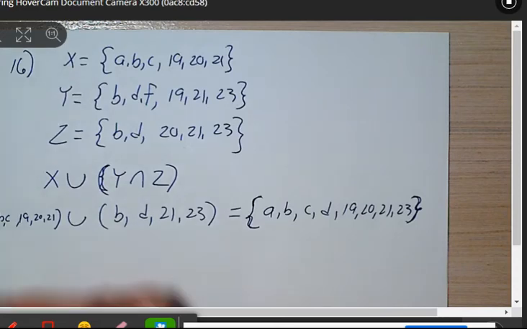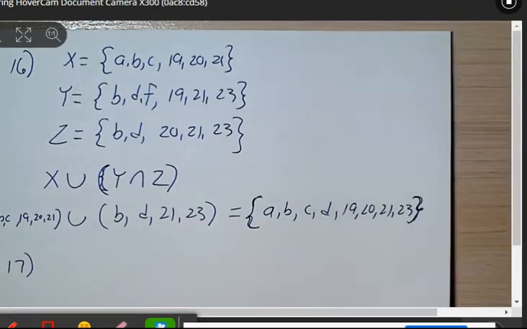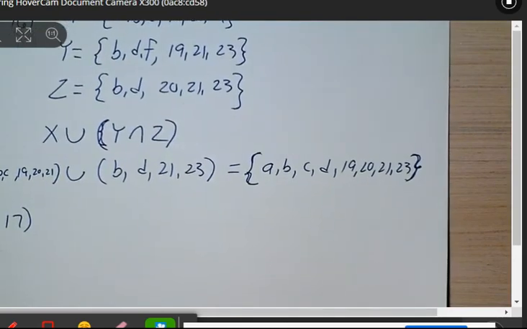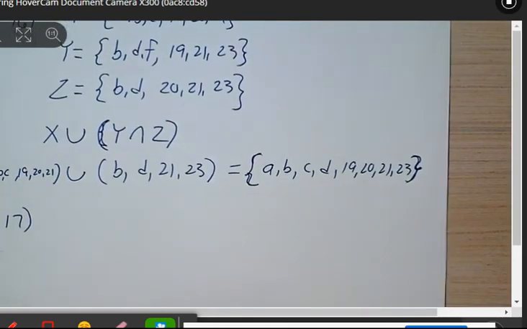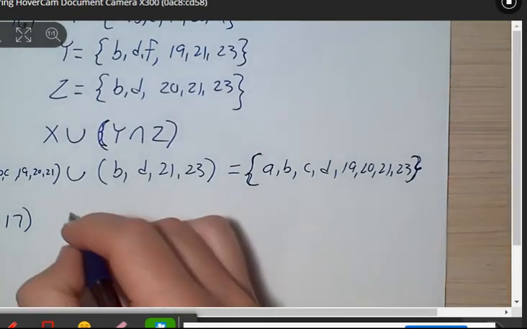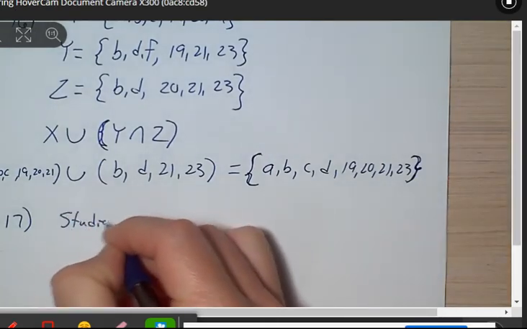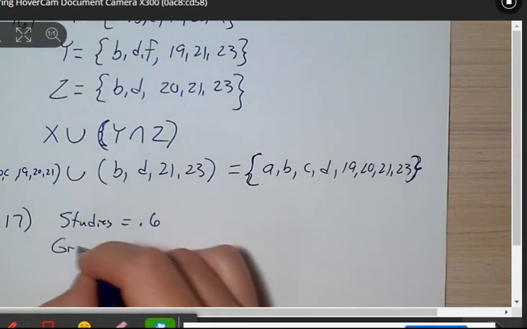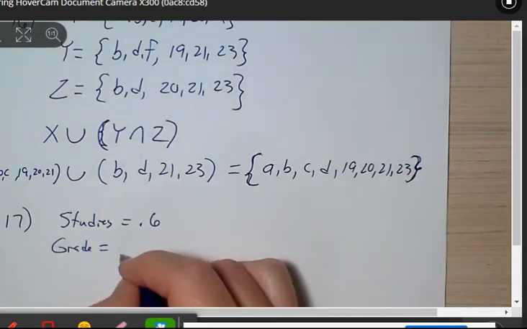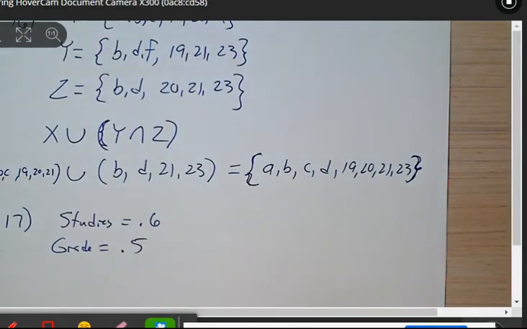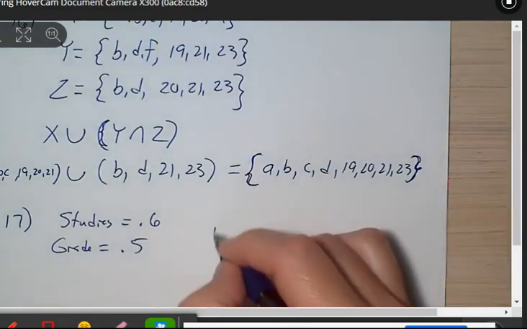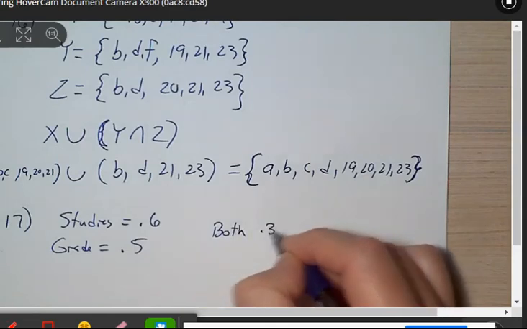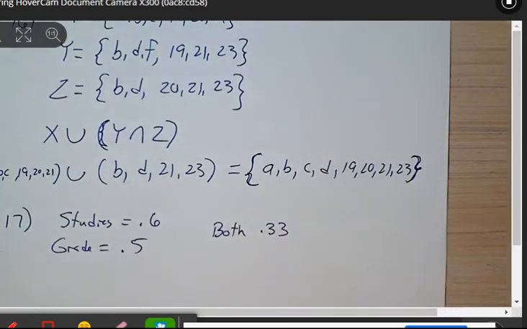Next two questions are both really short, really easy. 17 says a teacher has found that the probability the student studies for a test is 0.6. The probability the student gets a good grade is 0.5. And it says the probability that both occur is 0.33. It says, are these events independent?